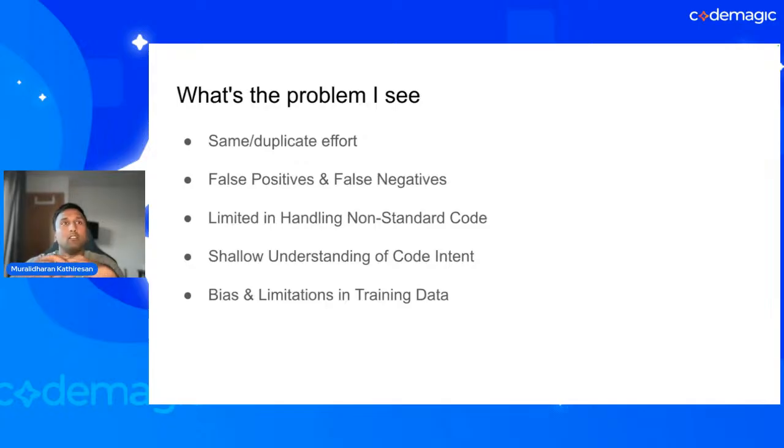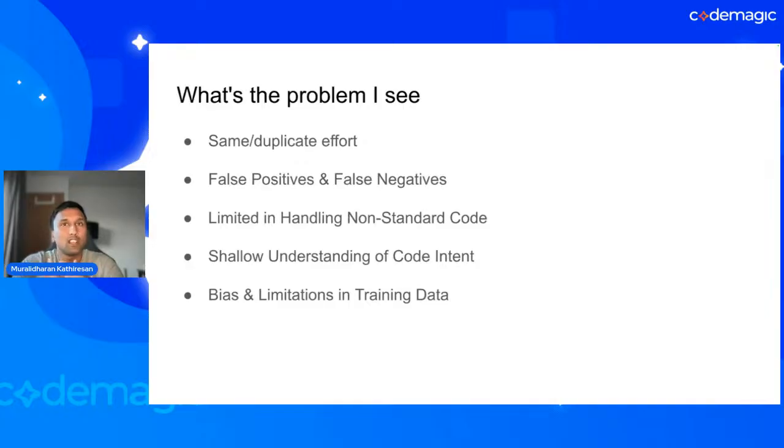And then, limited handling of non-standard code. The main problem is all these AIs are trained using certain public repositories, right? All the public repositories that are available follow certain patterns: these are the common things, SOLID principles. If you have non-standard code, written in a specific way which is not the very common way of doing things, then it doesn't do well. That's a problem in the language model itself.